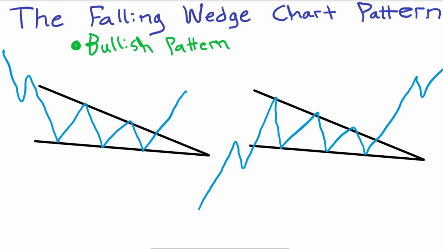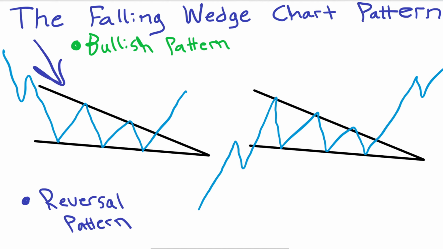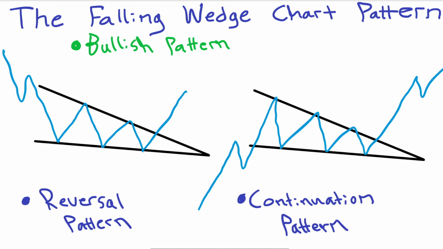And as I said in the beginning, there are basically two different types of falling wedge patterns. First off, we have the reversal pattern. So when we have a downtrend prior to the actual pattern, then we call it a reversal pattern. And when we have an uptrend prior to the actual pattern, then we call it a continuation pattern.